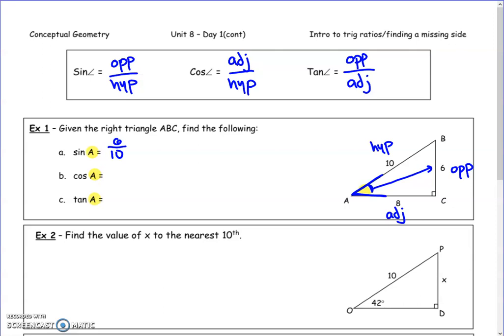Cosine is adjacent over hypotenuse. So look at your triangle. You already have the sides labeled. The adjacent is 8. Hypotenuse is 10. So cosine of A is 8 over 10. And lastly, tangent. You look up above. Tangent says the opposite side divided by the adjacent side. So the opposite side is 6. The adjacent is 8. And there's that ratio, 6 over 8.